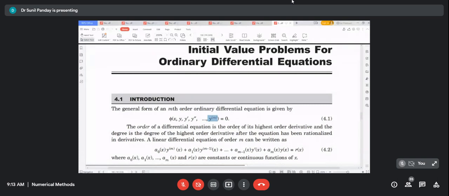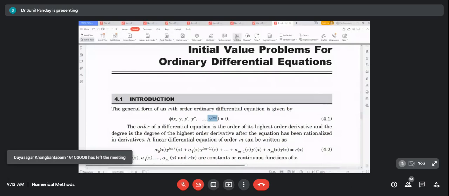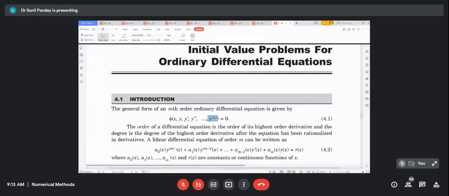So the order of the differential equation is the highest order derivative, and the degree is the highest derivative after the equation has been rationalized. So the degree of the highest derivative is known as the degree of the differential equation, and the highest order derivative present in the differential equation is called the order of the differential equation.